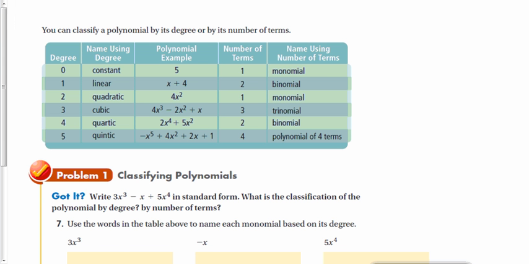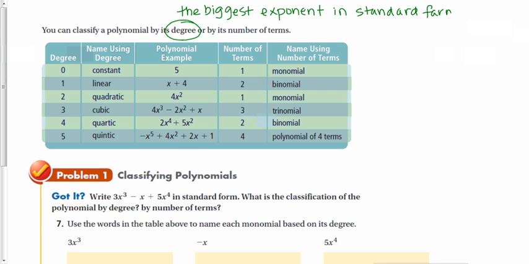Then we have a chart that tells us how we can classify a polynomial by its degree or by the number of terms. The degree is the biggest exponent when it's in standard form. So everything has to be already multiplied out and put in order. We can't leave it in factored form. We have to have it all multiplied.